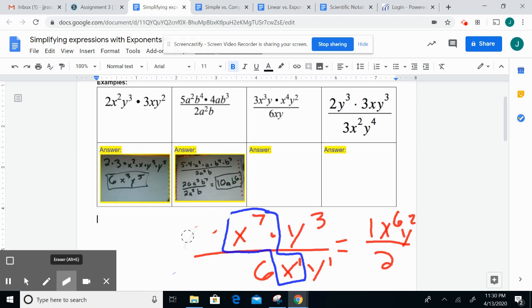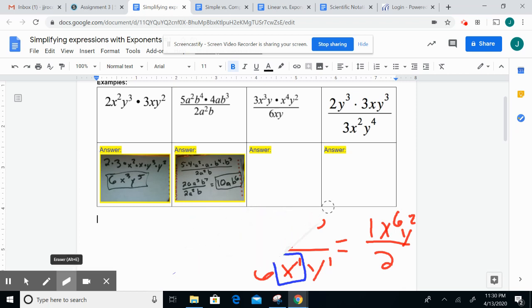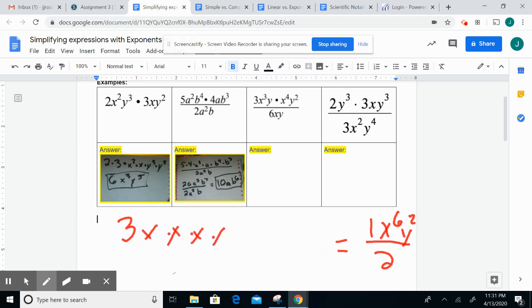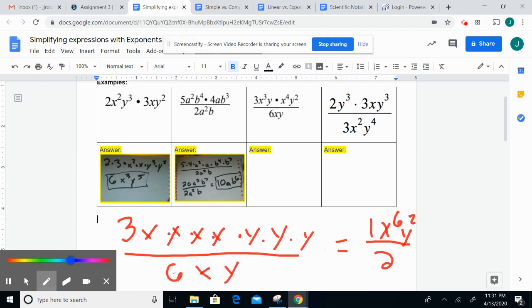And look, if it helps you to write out all of that, as in all of the x's and all of the y's, expanded form, please do. So it'd be like 3, x to the 7th, there would be a lot of x's, 1, 2, 3, 4. I'm not going to write them all out. And then like the y's, there are 3, 1, 3. And then write out this, and then you can go through and cancel. So like there are 3 y's on the top, 1 y on the bottom, cancel them. There's your 2 y's.